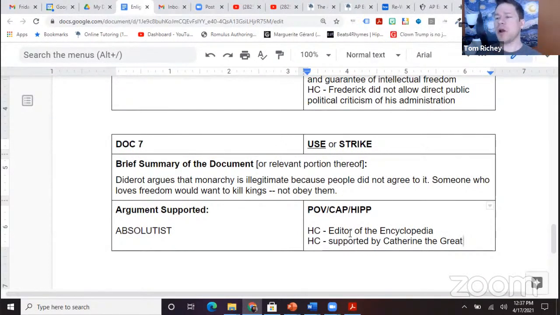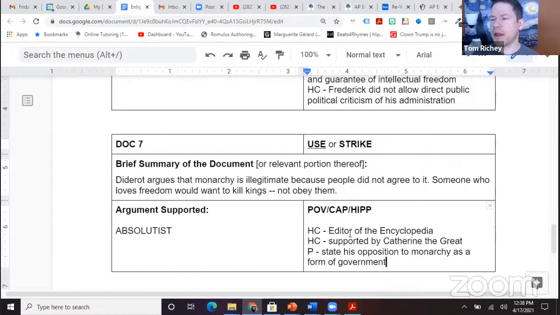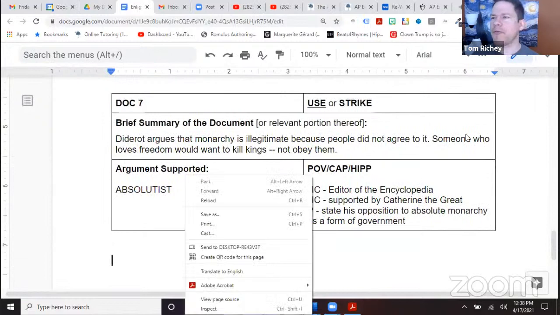Now, you could also think about that this is a poem, so when you write a poem, you're not necessarily writing a full exposition, but then purpose, this is something that you could say here. His purpose is basically to state his opposition, okay, to monarchy as a form of government. And particularly, I would say here, absolute monarchy.